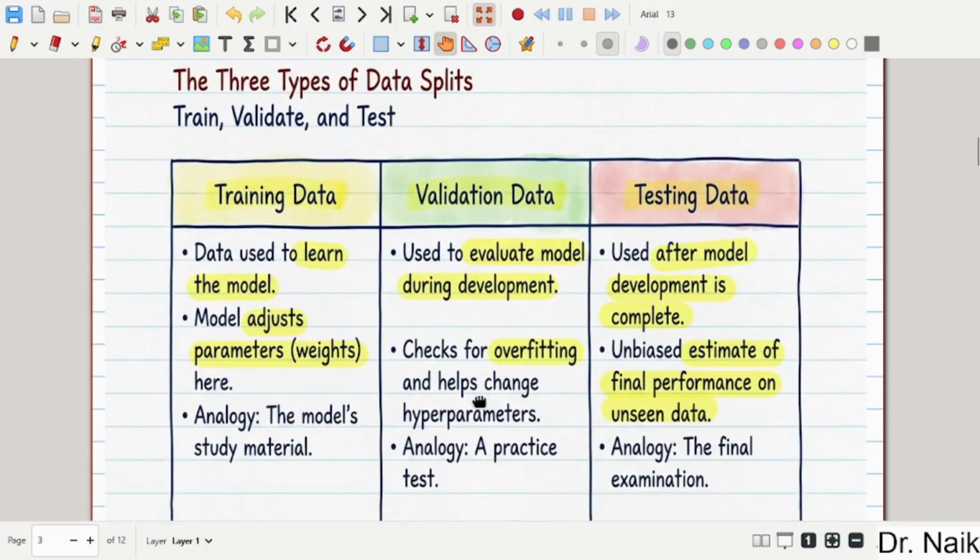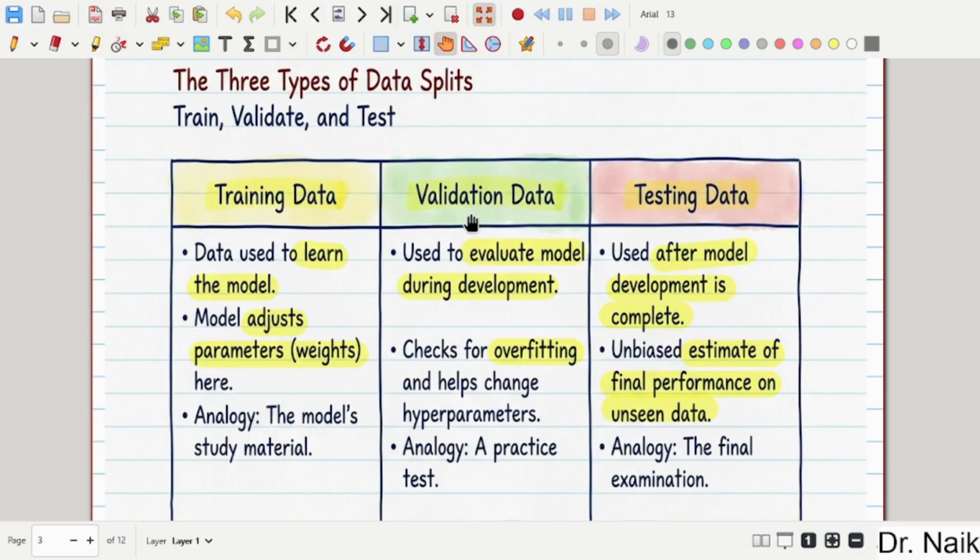There are three types of data splits. One is training data, another is validation data, and third is testing data. Training data is used to learn the model, and the model adjusts the parameters, also called the weights, during training. We can think of the training data as the study material for the model.